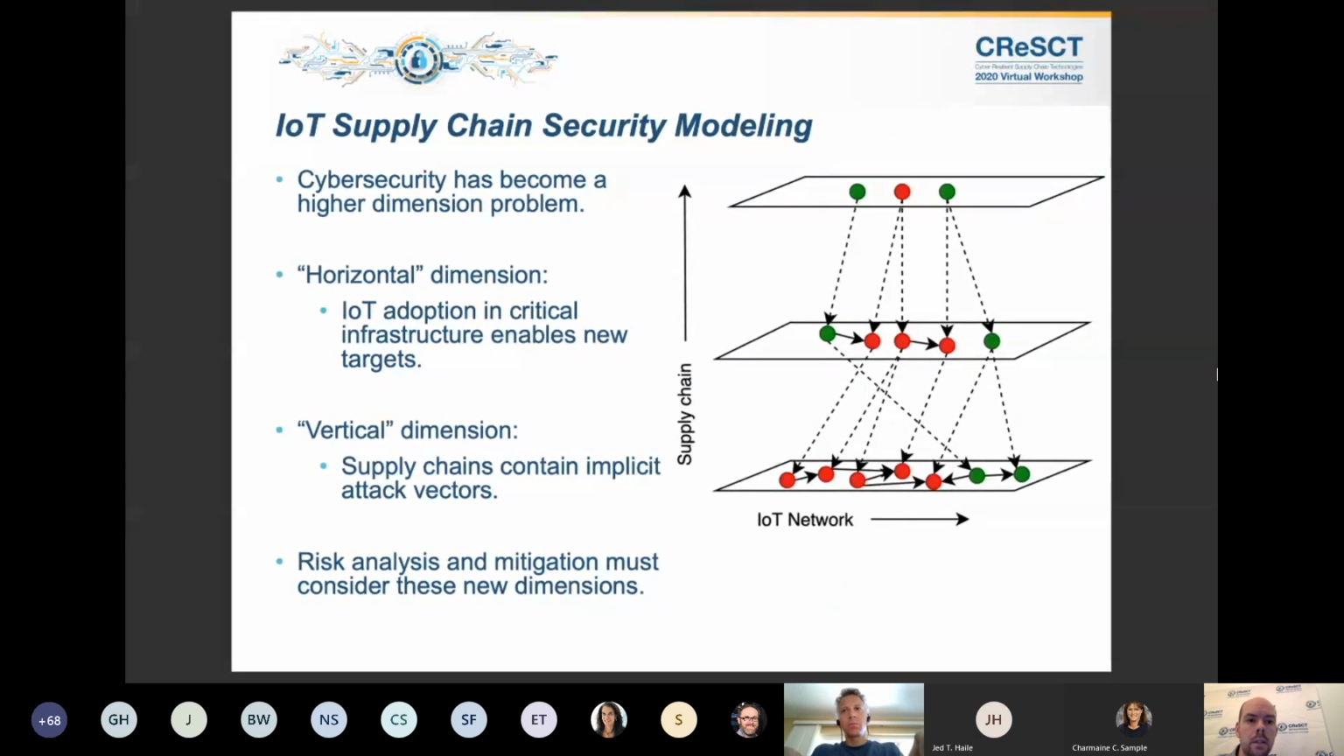So first, some context. We might say that cybersecurity has become a higher dimension problem. We illustrate this with the diagram on the right. The horizontal dimension shows an IoT network, and we note that IoT adoption in critical infrastructure enables new targets. The vertical dimension shows a supply chain, and we note that supply chains contain implicit attack vectors. An attack may involve either or both of these dimensions, and so risk analysis and mitigation must consider both as well.